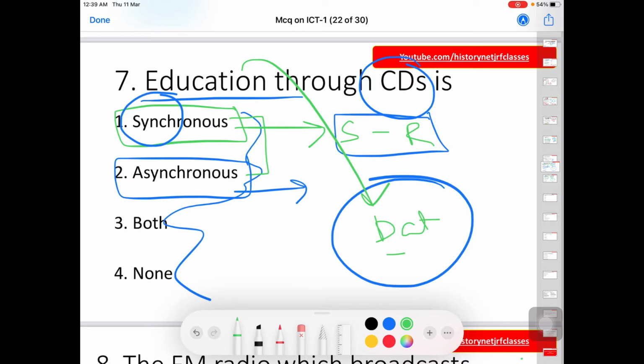It has no requirement of syncing. It is asynchronous. So whatever data, whatever information is stored in a CD, you can access it at any time. So the sender and the receiver are not syncing, they are not present at the same time. Okay, so it is asynchronous.